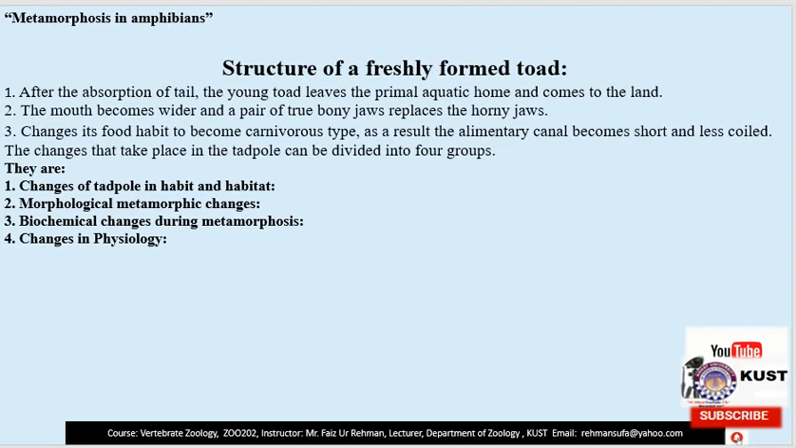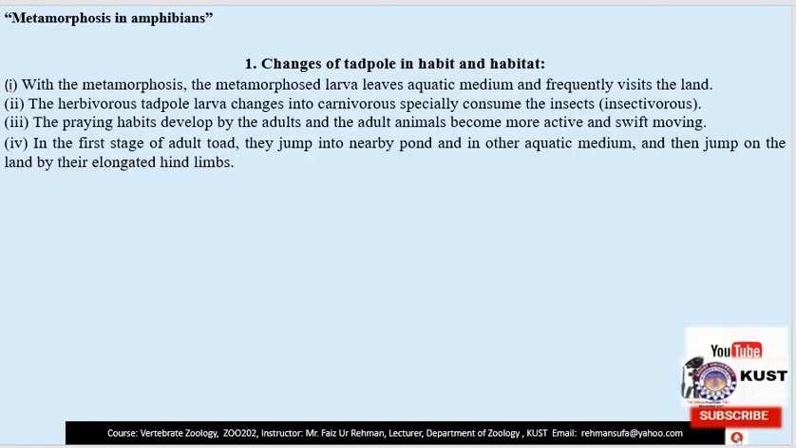The changes that take place in the tadpole can be divided into four groups. These include changes of the tadpole in habit and habitat, morphological metamorphic changes, biochemical changes during metamorphosis, and changes in physiology.